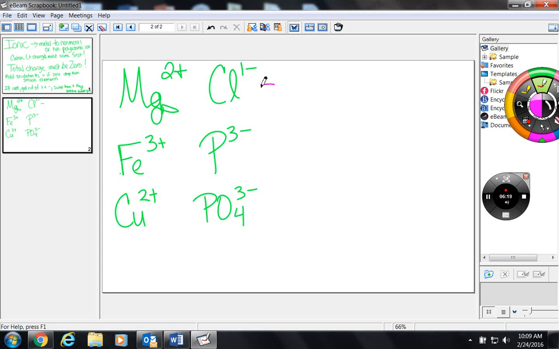So, I get rid of the plus, I get rid of the minus, you swap. The 1 would go down here, the 2 goes over here. I don't write a 1. It's understood if I write the symbol, I use it once. So I write an Mg, I write my Cl, I put a 2. Okay? How would I name that? Magnesium chloride. Because a binary ionic has 2 elements.